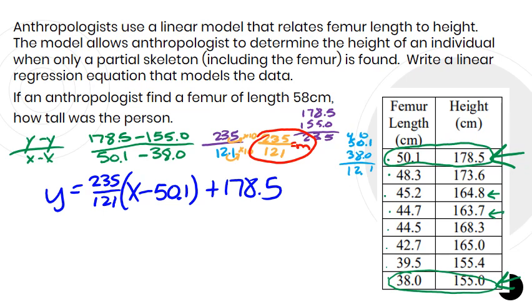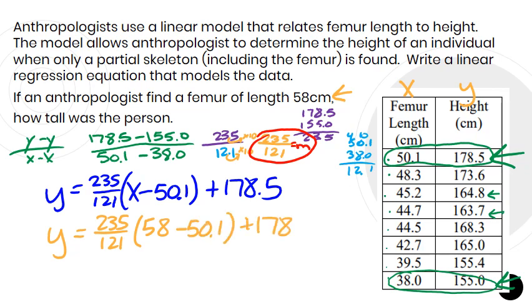But I'm not done. I have got a second question here. It says if I find a femur length of 58 centimeters, how tall was the person? Well, femur is X values, height is Y. So that means I need to plug in 58 in for my X value. I need to use that equation that I was given.